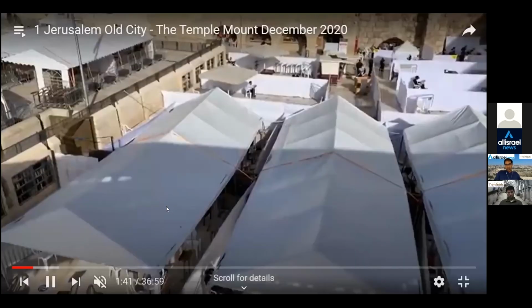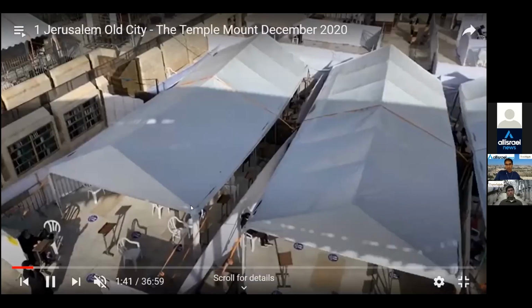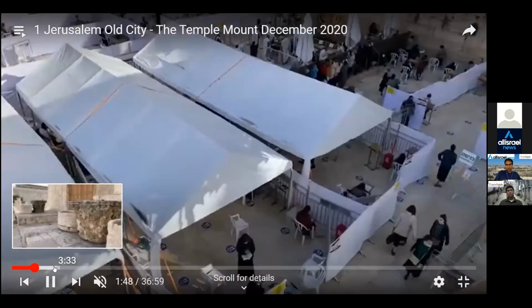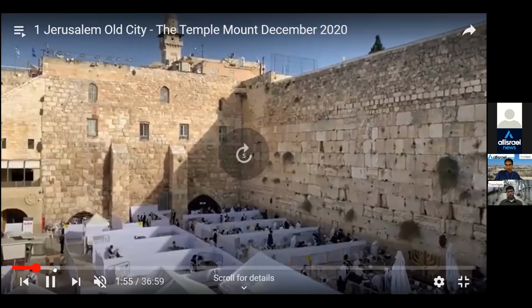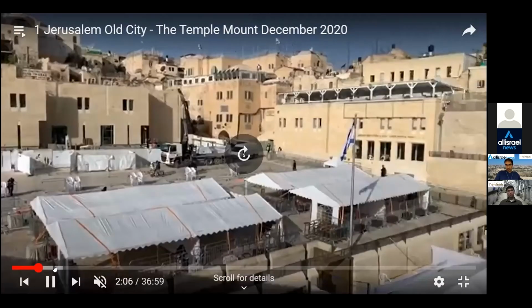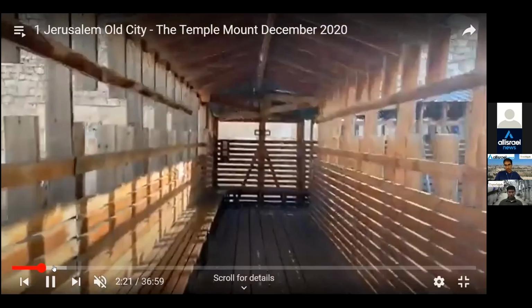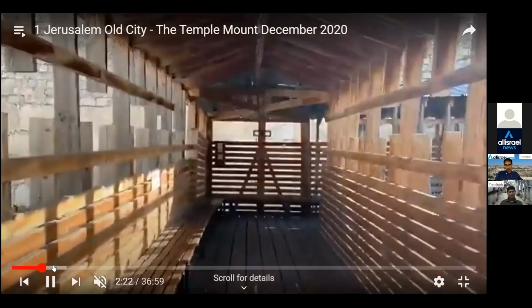So this is the Western Wall Plaza, and I'll just jump a little bit to show us not just the plaza, but also the entrance to the Temple Mount today, the Mugrabi Bridge, that's what you see over here, and the entrance just over here.